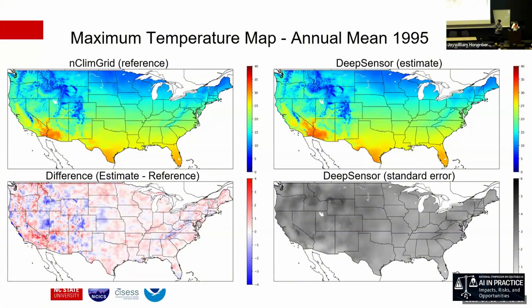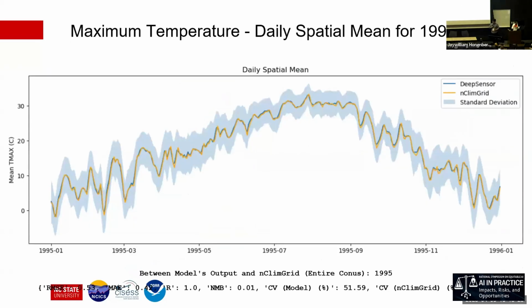That gives you uncertainty of the model output itself. And when we're looking at the entire year, this is a time series of the maximum temperature weighted over the entire United States. Lower 48 states, not the entire. We did not have Alaska and Hawaii in that case.